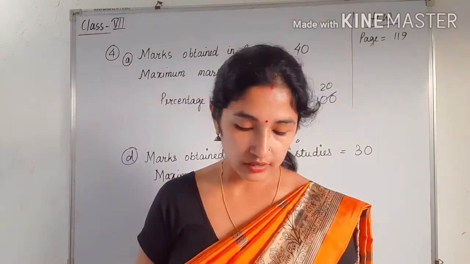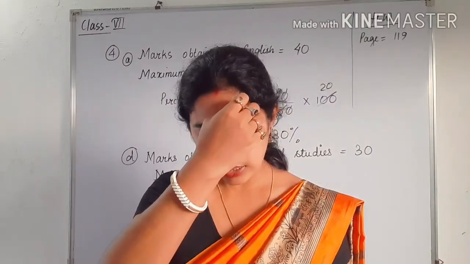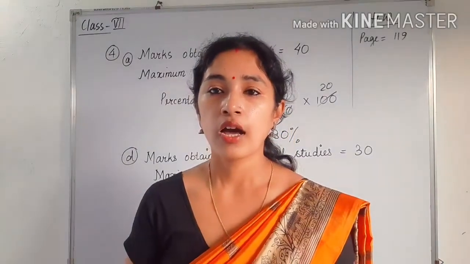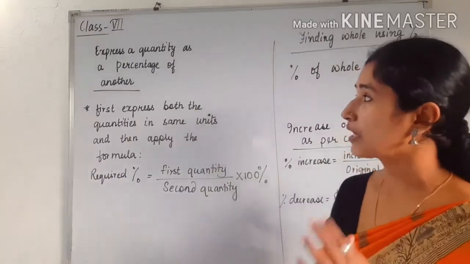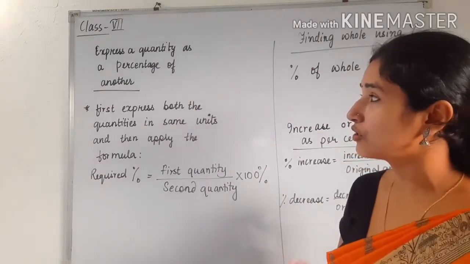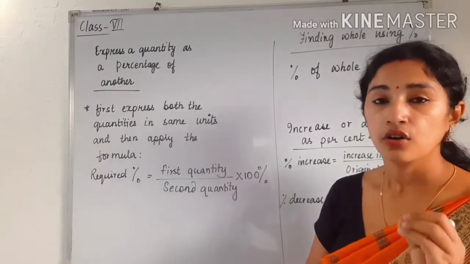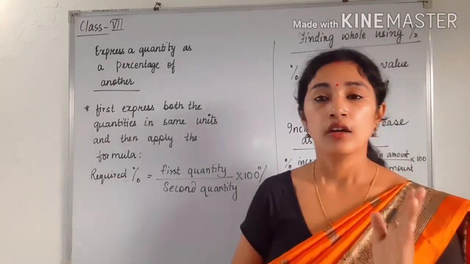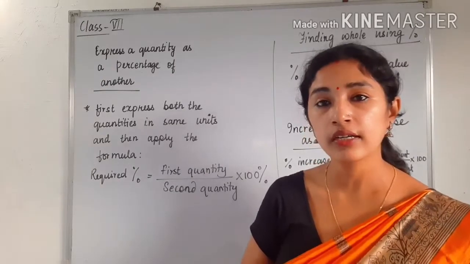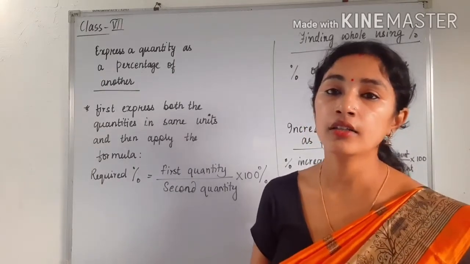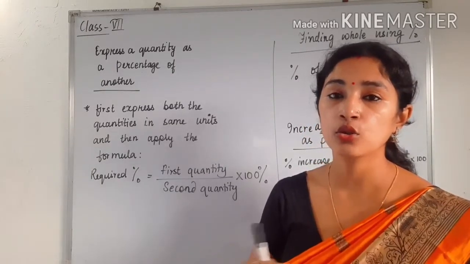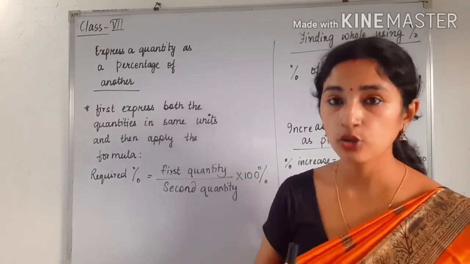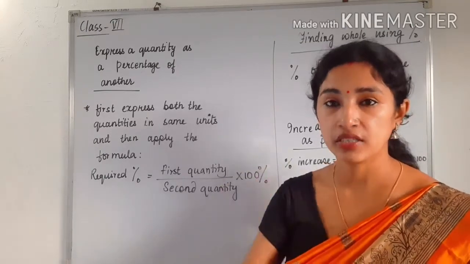So next topic is to express a quantity as a percentage of another quantity. That means here there will be two quantities given and we have to express one quantity as a percentage of the other quantity. That means the two quantities are related to each other in terms of percentage.